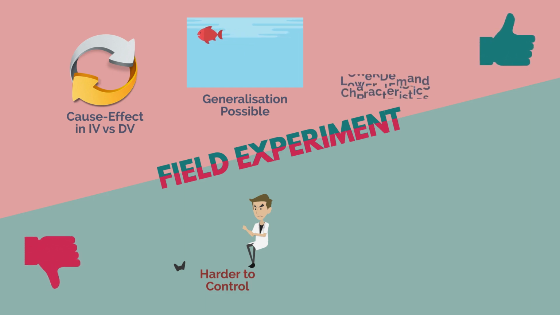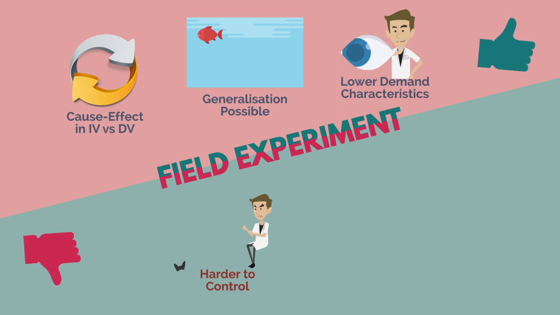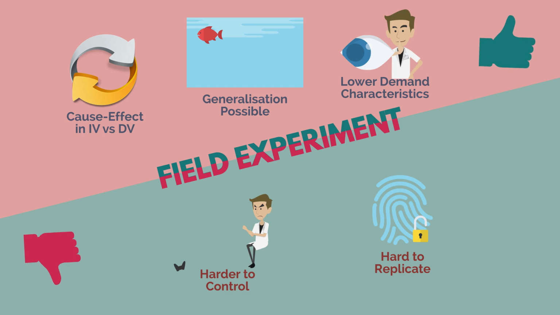Because of the real-world setting, there is lower demand characteristics because participants are less aware of the researcher. On the flip side, replication can be difficult as it is hard to capture the exact same conditions. Thus, reliability can be challenged.